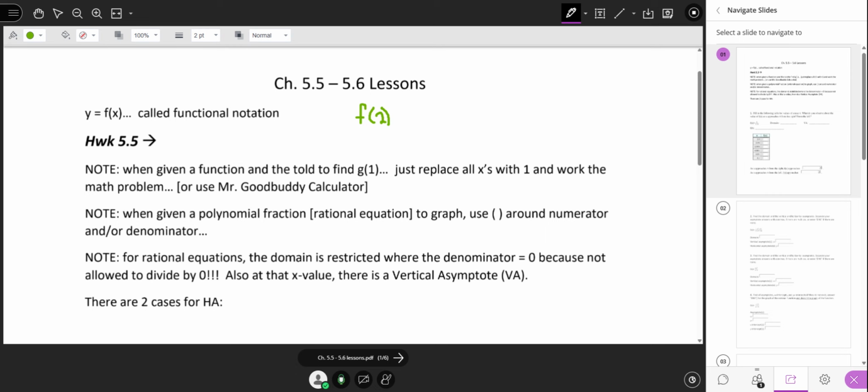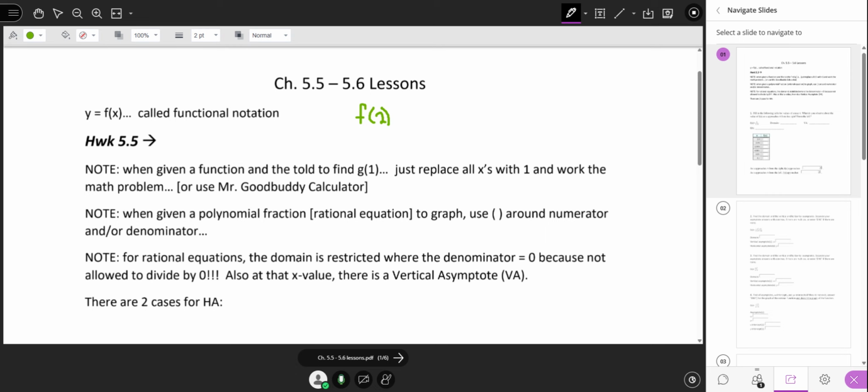Note, when given a function and told to find g of 1, replace all x's with 1 and work the math problem. In other words, put it in Mr. Goodbuddy calculator or put it in Desmos. And I'm going to show you an example of one of those in just a moment.